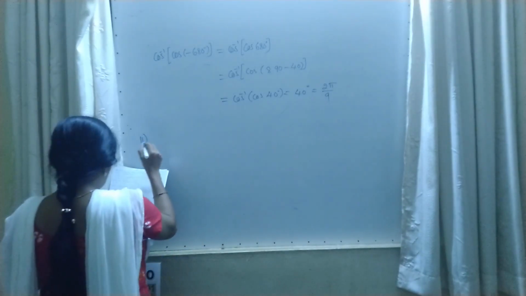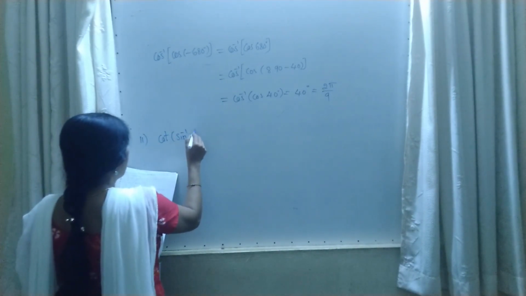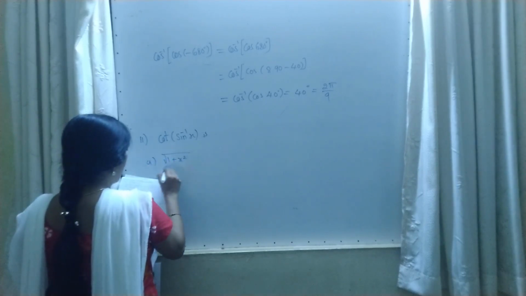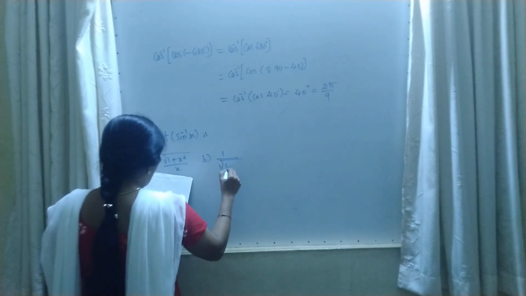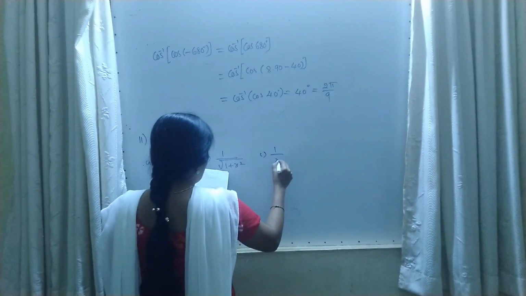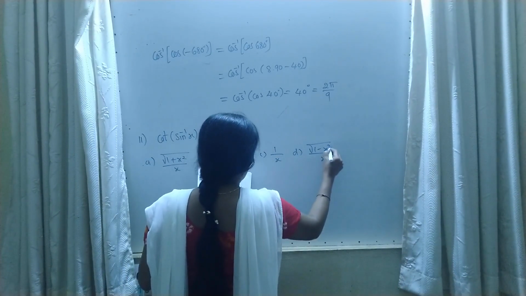Now moving to the next one. Cot of sin inverse x is, first option, root of 1 plus x square upon x. Next, 1 upon root of 1 plus x square. Next, 1 upon x. Next, root of 1 minus x square upon x.